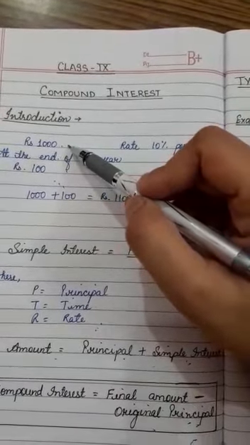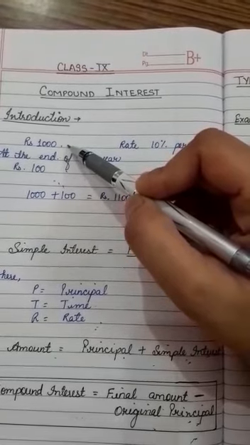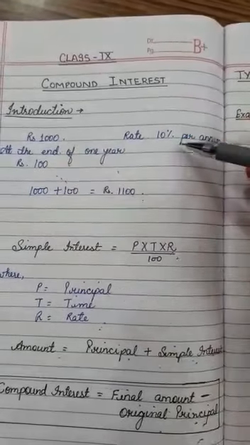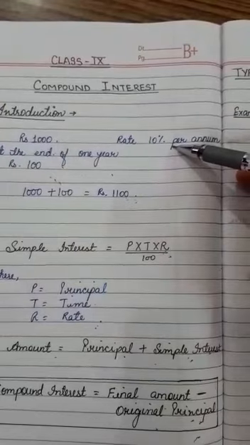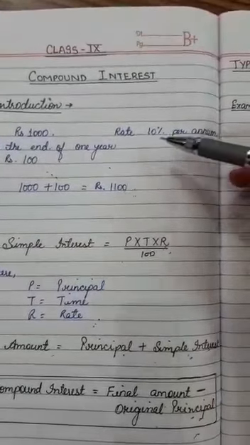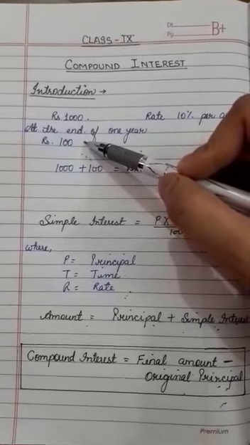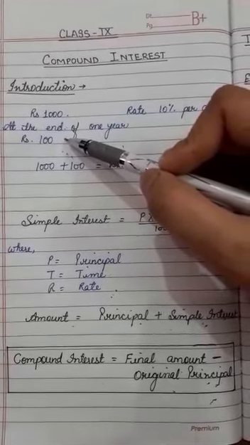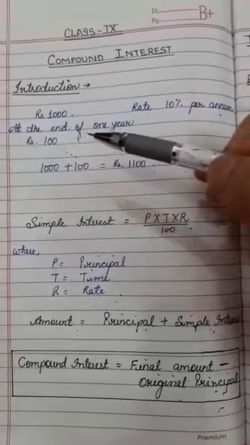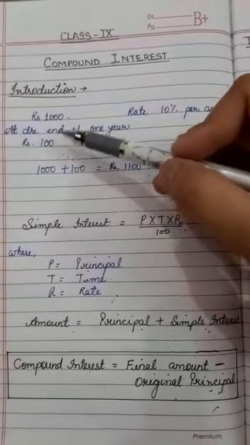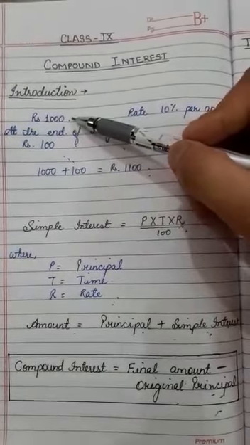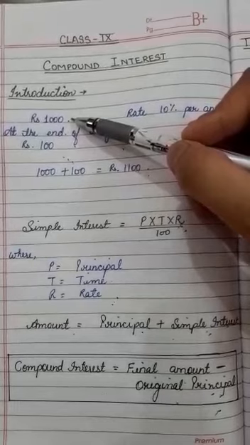Suppose a man deposits rupees 1000 in a savings account at an interest rate of 10% per annum. At the end of 1 year, he will get an interest of rupees 100 on his deposit. However, unless he takes out his rupees 100 in cash, it will be added to his original rupees 1000.